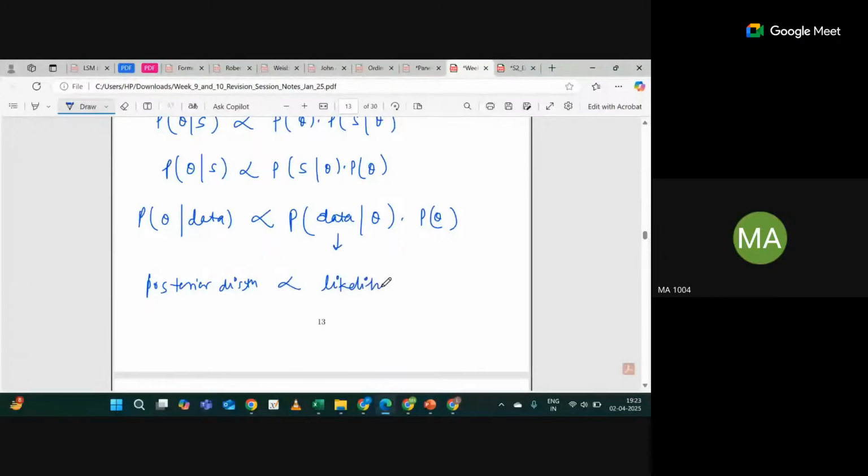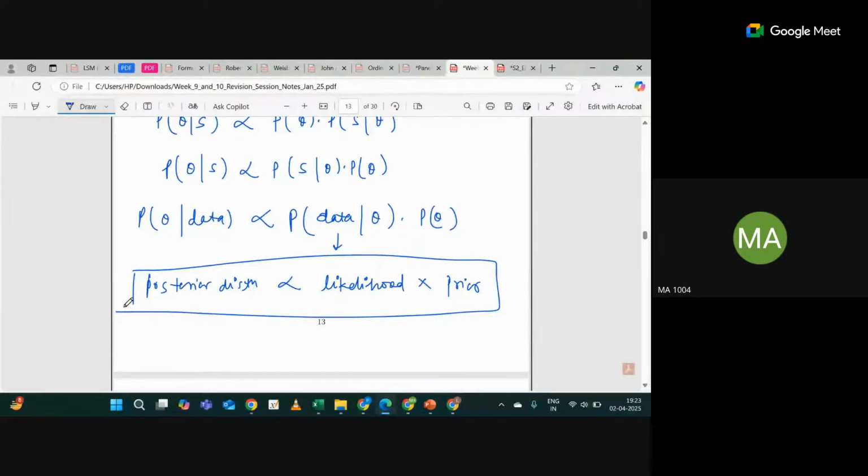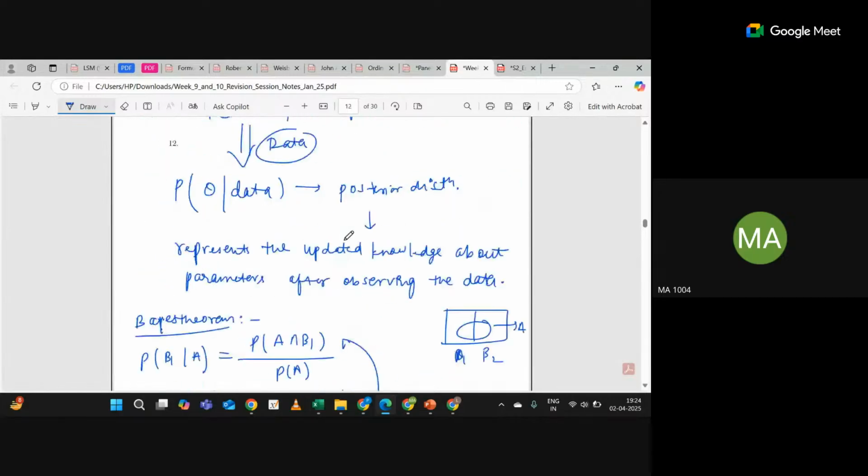Likelihood: what is the probability of observing your sample? Likelihood times prior. So this is the key thing of the posterior distribution. The posterior distribution is nothing but proportional to likelihood times prior. So this p theta is nothing but the prior. This is the likelihood. You can see p theta, we denote it as a prior.